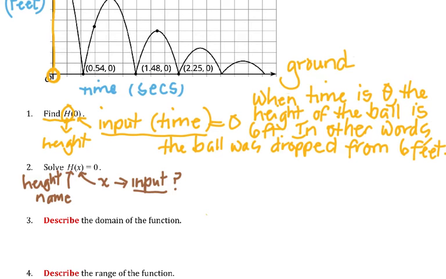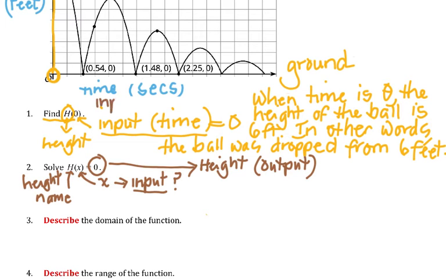That's why they've got h of x, because I've got to figure out what that x means. What is the input when the height is 0? So this is the height, which is also the output. Remember, the h is the output, the time is the input. Let's just write that down. We've got input for time, and the height in feet is the output.